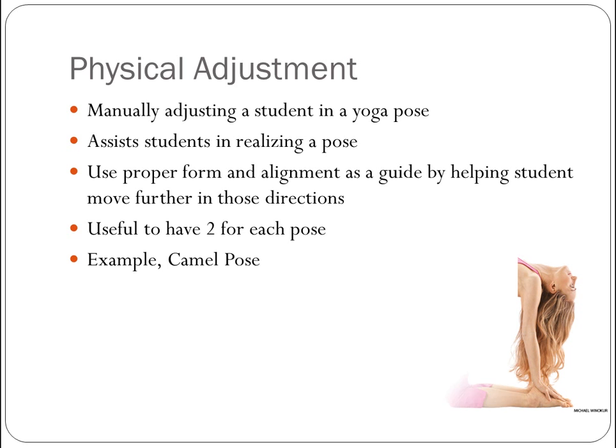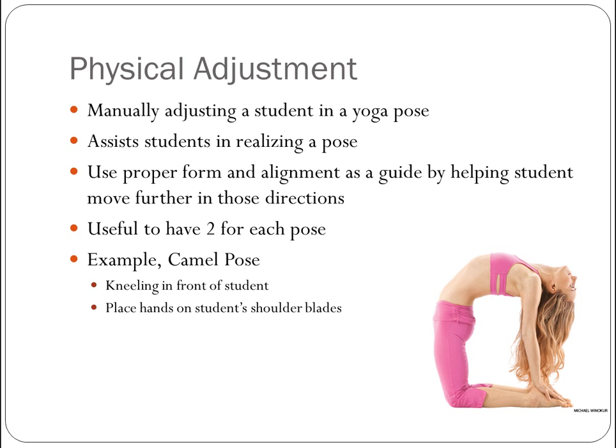An example of a physical adjustment for camel pose is to kneel in front of the student so you are facing them. Place your hands on the student's shoulder blades. Your arms are alongside their body. This helps lengthen the student's spine and opens their chest.